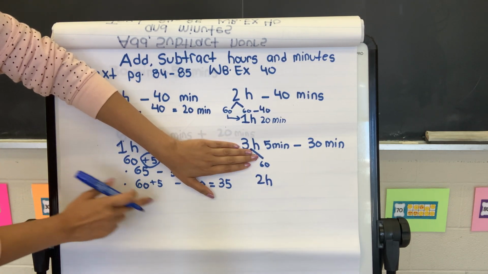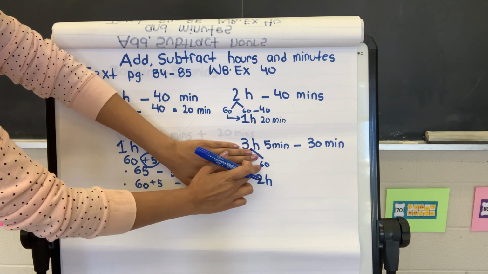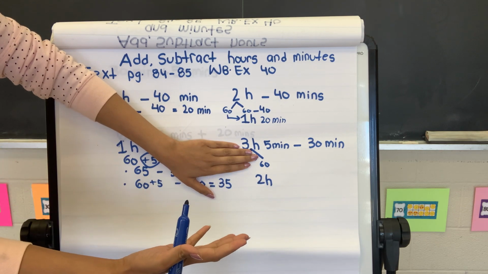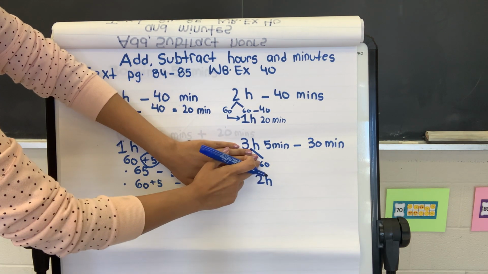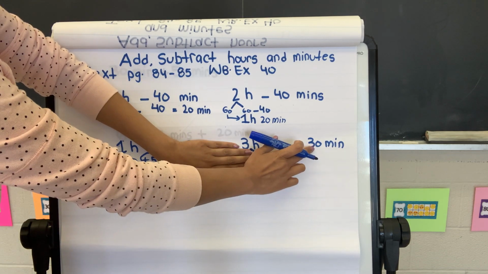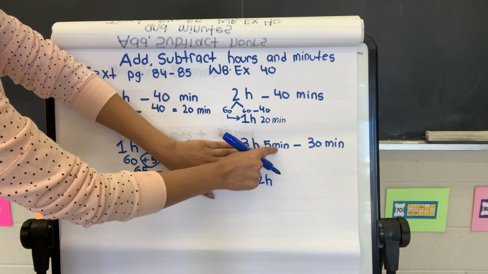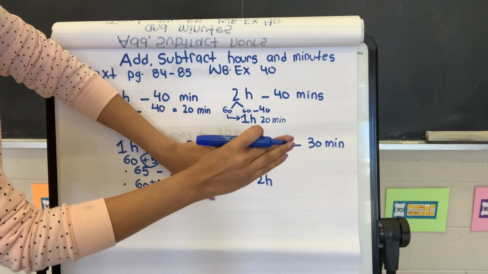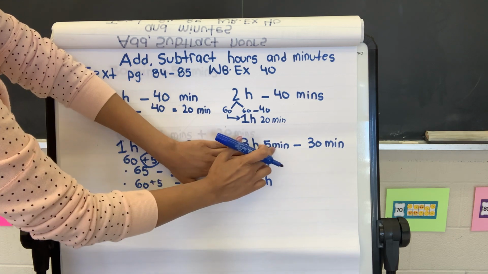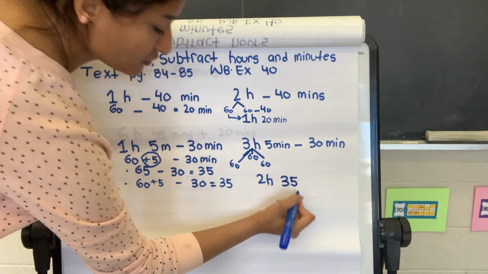Again, as I showed you here, I can either add this 5 to my 60 and make it 65, or if it's easier for me to subtract 60 and 30, I can do that first. So 60 take away 30 would give me 30, and since I didn't touch these 5 minutes, I can just add that to my 30 minutes. So 60 take away 30 plus 5 gives me 35 minutes.